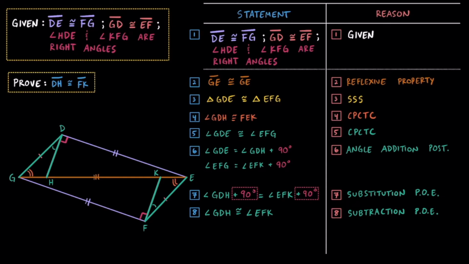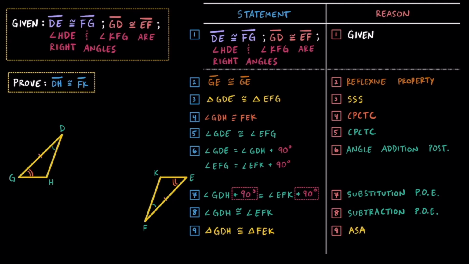Now that we know that these 2 angles are congruent, that leads us to step 9. In step 9, let's go ahead and say that triangle GDH, which is this triangle right here, is congruent to this triangle here, which is triangle FEK. To make this a little bit more clear for you to see, let's get rid of the rest of the figure so that we can just focus on these 2 triangles. Hopefully now that we're just looking at these 2 triangles, we can see that they're congruent by using the angle side angle theorem or ASA.